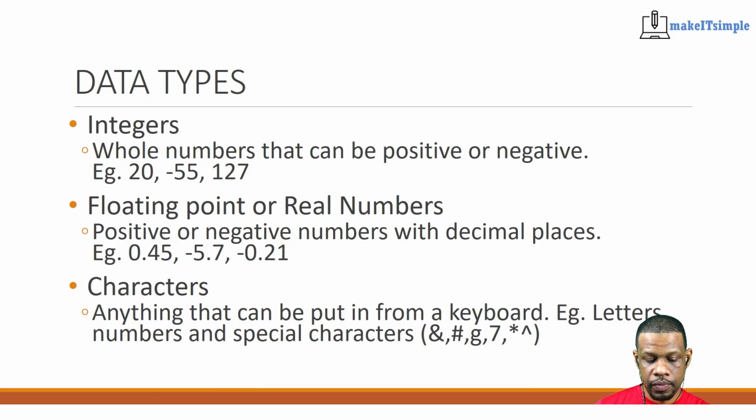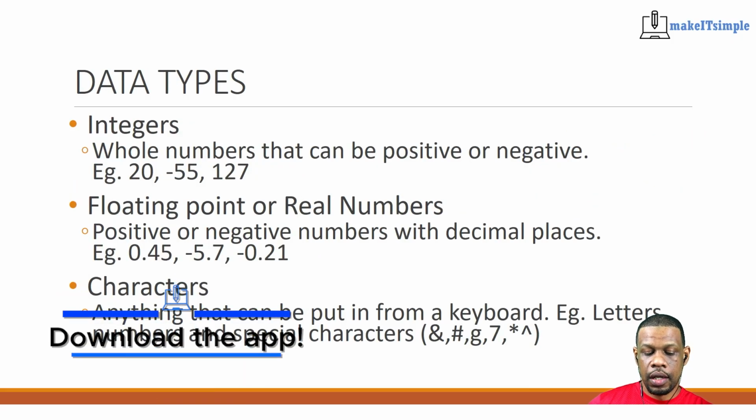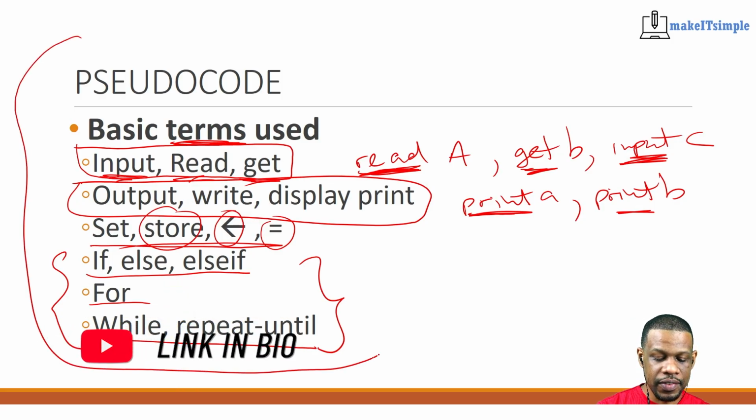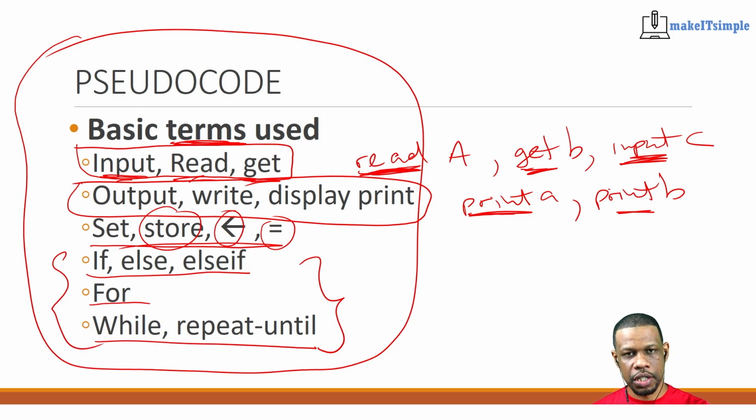So let's go on. Now, we know the terms that a computer understands, which will be read, input, output, write, get, and we know, okay, anytime we write in pseudocode, use any of these terms, and the computer should be able to make sense of it, and follow the rules of the program.